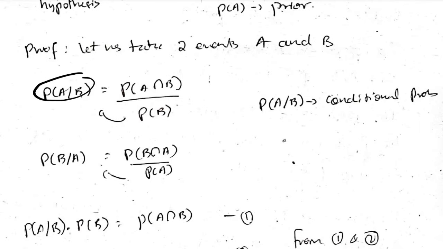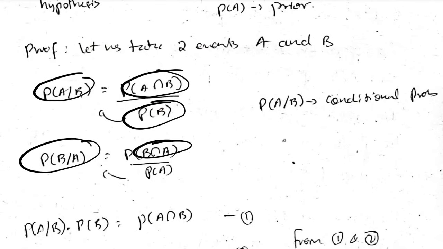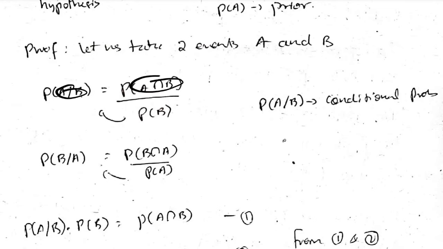Probability of A given B has occurred is nothing but probability of A intersection B divided by probability of B, and this is equal to probability of B intersection A divided by probability of A. What is at the end, you will be writing in the denominator, and what is on top you will just take as intersection. That's how you will be starting with the proof.